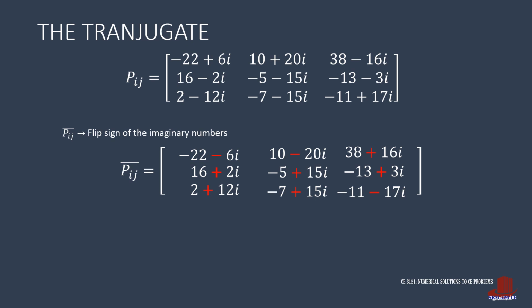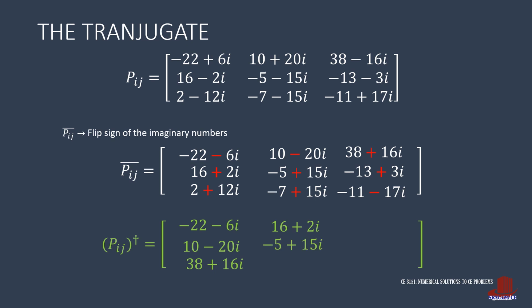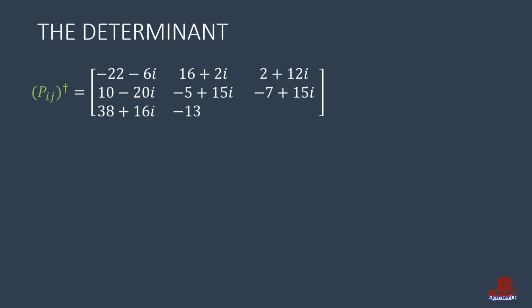The second step to achieving conjugate transpose is to take the transpose of the conjugate, and by transpose, we only interchange rows and columns. Thus, the conjugate transpose of the cofactor of matrix P is as shown. As the operation is completed, we can take the determinant to have the final answer. With a 3 by 3 size, work on Sarrus' rule.